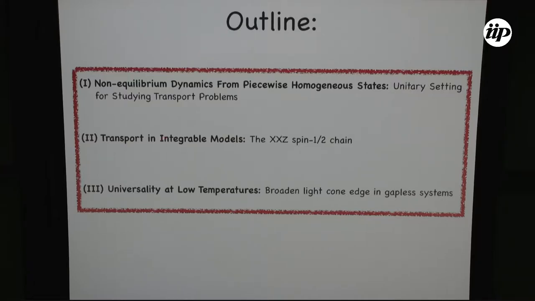Then I will move to consider transport in integrable models, giving examples in particular for the XXZ spin one-half chain. And finally, I will consider some universal features emerging for generic critical systems in the low temperature transport. So basically when you join together two thermal states at very low temperature. Okay, so let's get started with the first part.